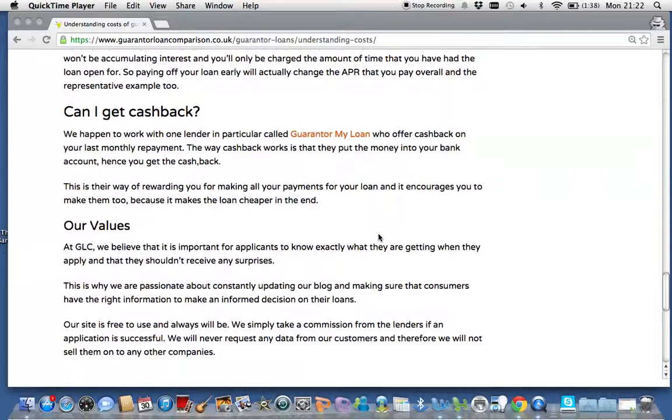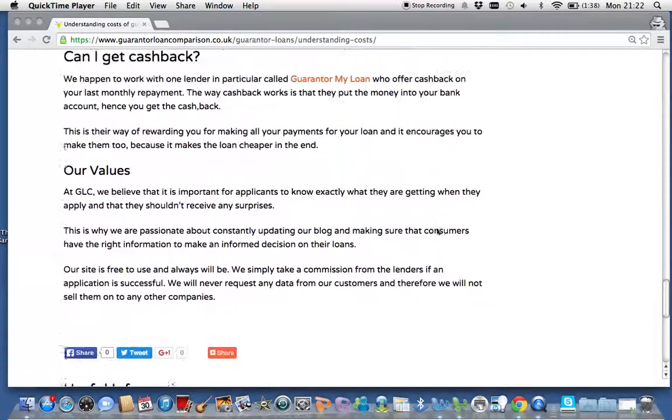Finally, we also work with one lender that offers cashback. As an incentive for repaying your loan on time, they'll give you the last month as cashback. So whatever that repayment was, they'll send that to your bank account, and it's a nice kind of way to finish off your loan. So feel free to look at our site for more information.